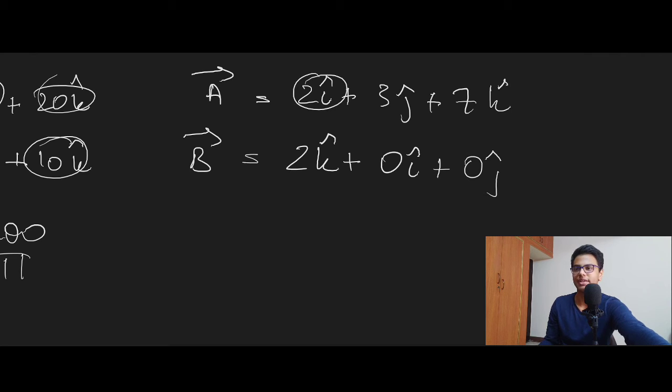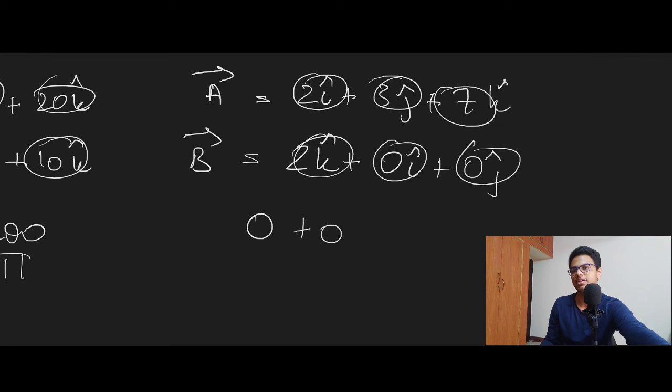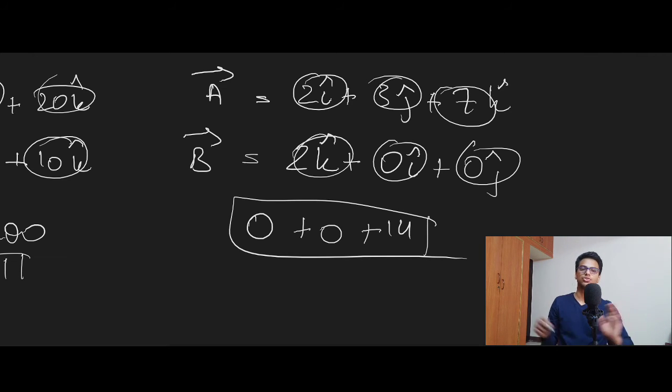Now what we're going to do, multiply this into this. 2 into 0, 0. 3 into 0, 0. 2 into 7, 14. That gives us the scalar product. That's all. Super simple. Super, super simple.